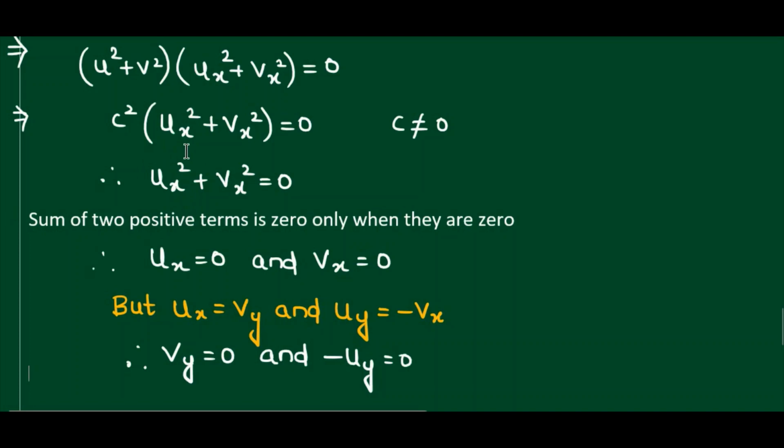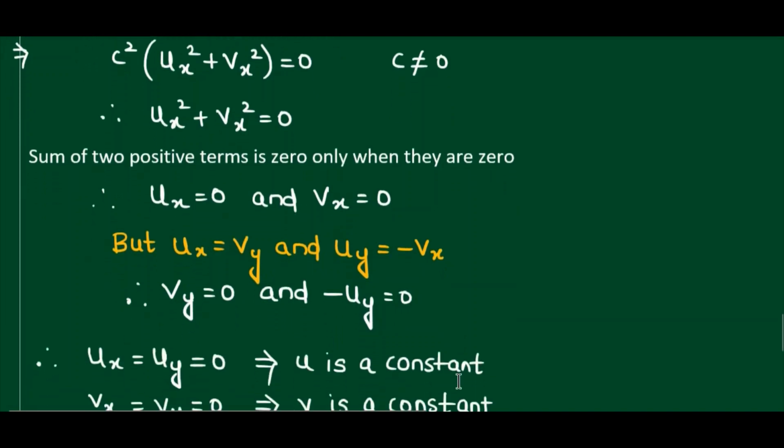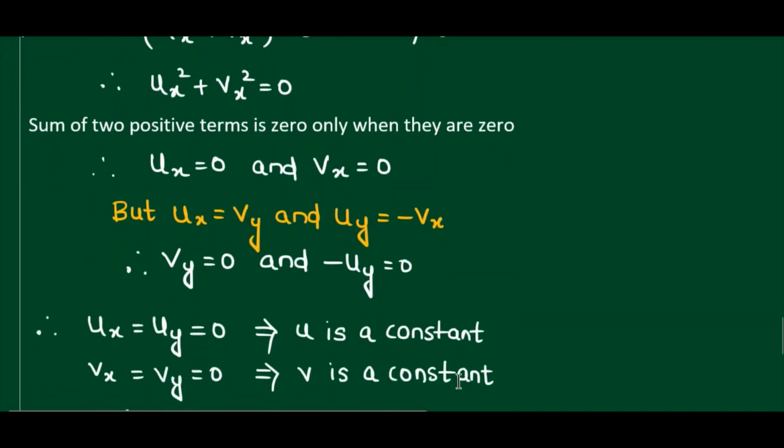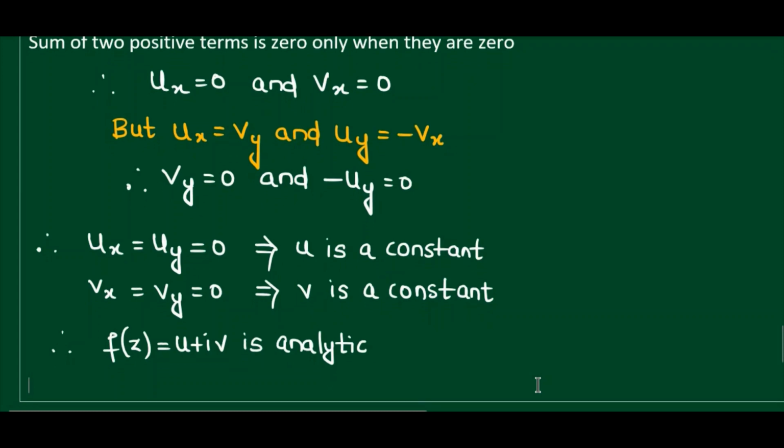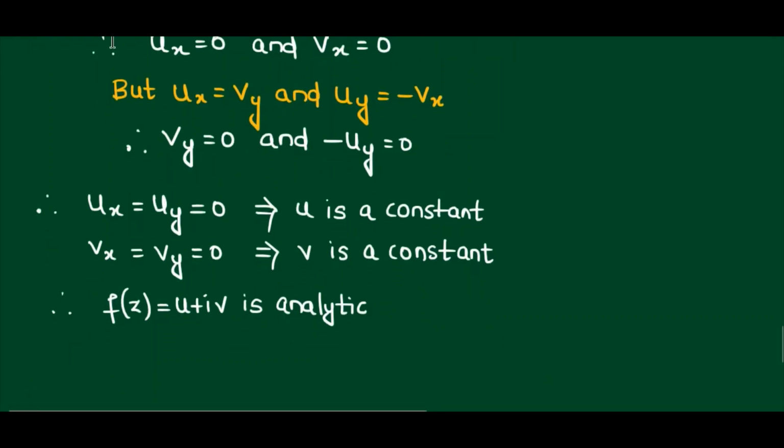But this is a square term and this is also a square term, therefore these two are positive terms, and the sum of two positive terms is 0 only when they are zeros. So ux equal to 0, vx equal to 0, and hence using CR equations, we get vy equal to 0, minus uy equal to 0. Therefore, overall, you get ux equal to 0, uy equal to 0, which means u is a constant, and similarly v is a constant. Therefore, f of z equal to u plus iv is a constant.